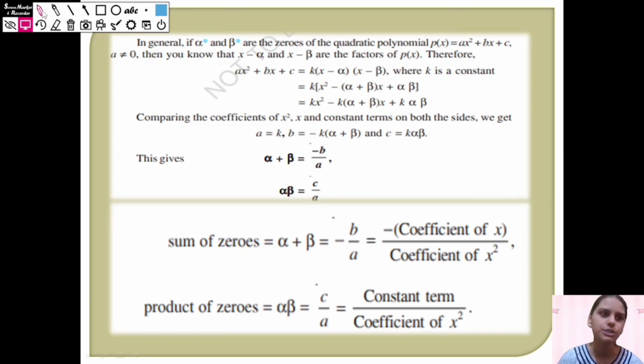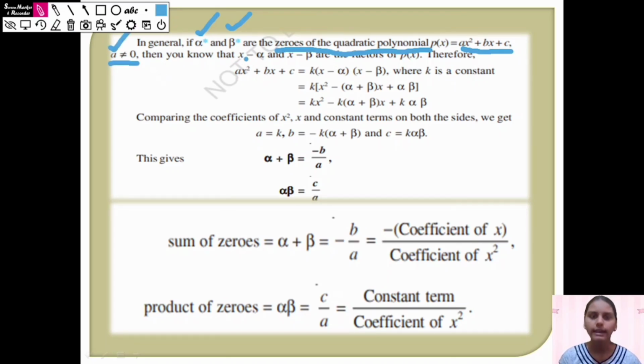See, in general, if alpha and beta are the zeros of the quadratic polynomial ax square plus bx plus c, where a is not equal to 0, I had given you the reason, then you know that x minus alpha and x minus beta are the factors of p of x. When we were solving, we would factorize. I was getting x minus 1, x minus 3, isn't it? That is what they're actually telling in this line.